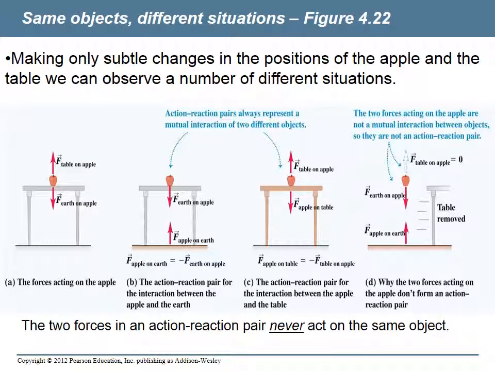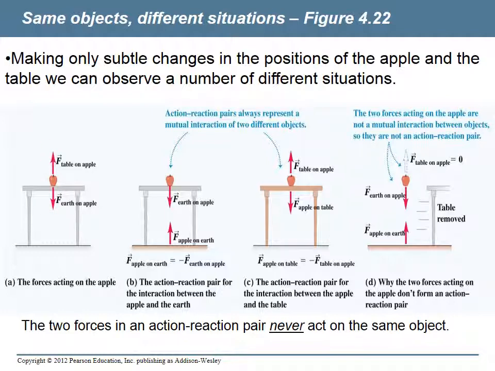So let's determine if these are action-reaction pairs or not. The first one, we have A, B, C, and D here. So the first one, we're given the force of the earth on the apple. Well, this is the mass of the apple times the gravitational acceleration due to the earth. So this is actually the weight of the apple, but we call it the force of the earth on the apple. Now the reaction to this we know should be negative, so opposite direction. Well, that looks good because it's negative. This is down, this is up, so it's opposite direction.